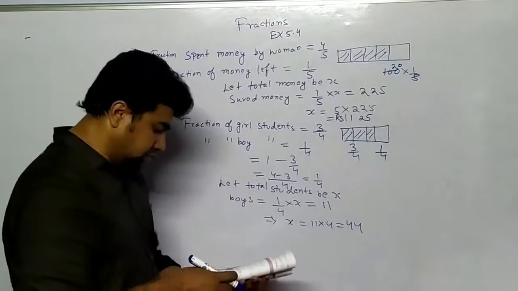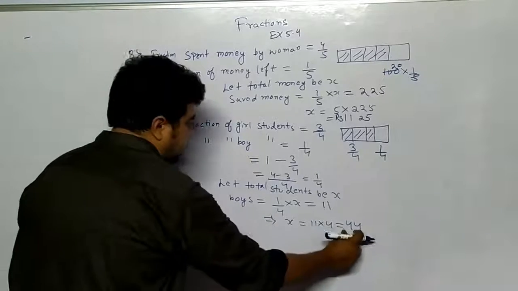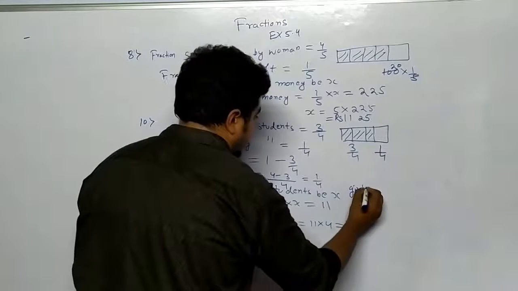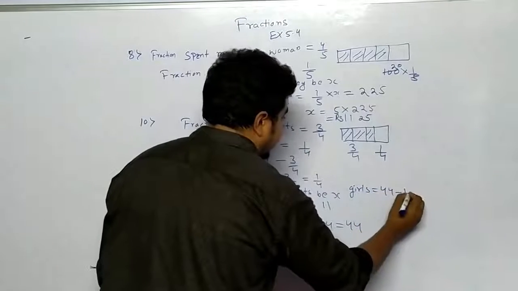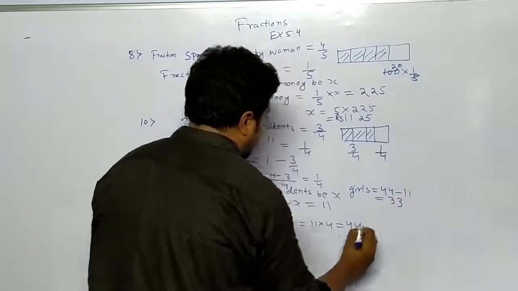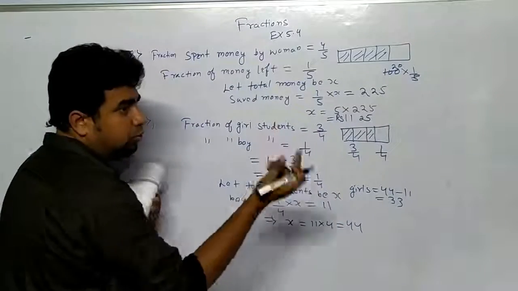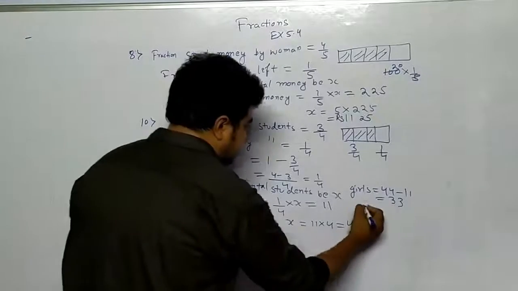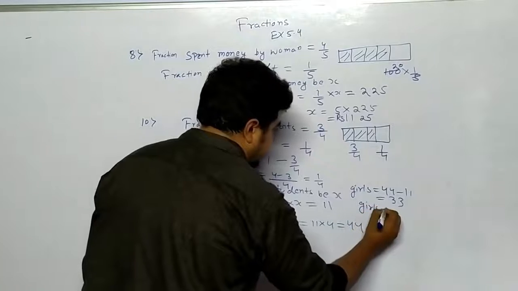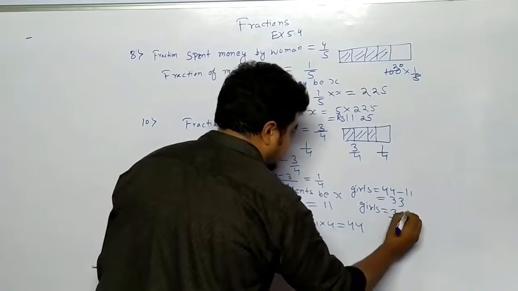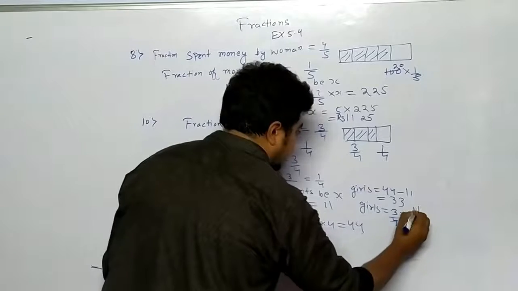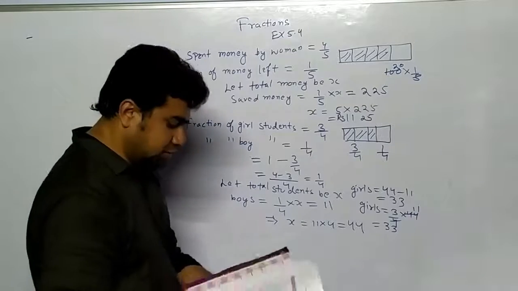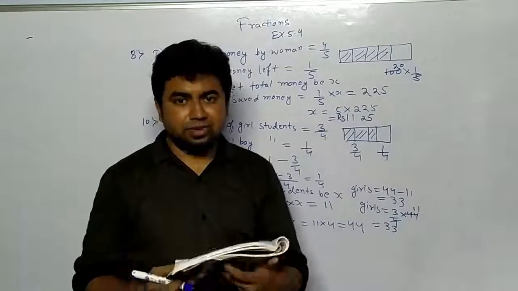Now what is asked is the total number of girls. From this total you can subtract the boys. Girl students will be equal to 44 minus 11, which is 33. Or you can find it like this: 3 by 4 into 44, because the fraction of girls is 3 by 4. Girls will be equal to 3 by 4 into 44, which is 11 times 3, so you get 33. This is the total number of girl students. Two ways you can find it. So this is question number 10. I will now discuss question number 11.